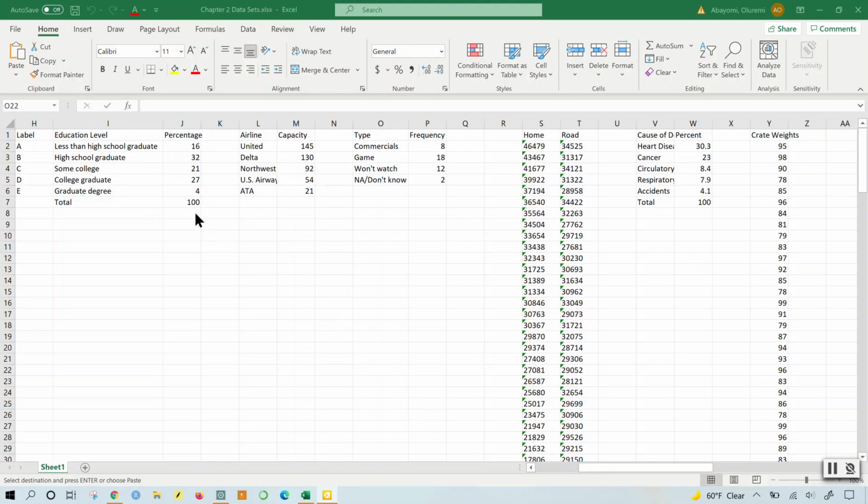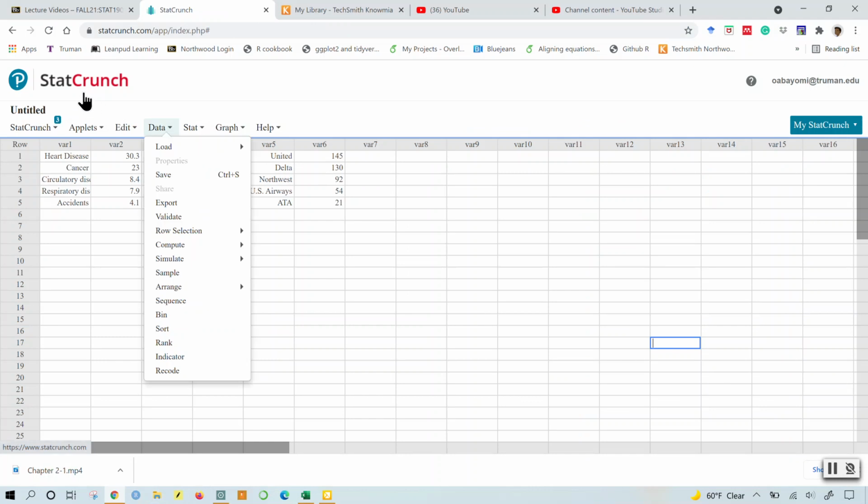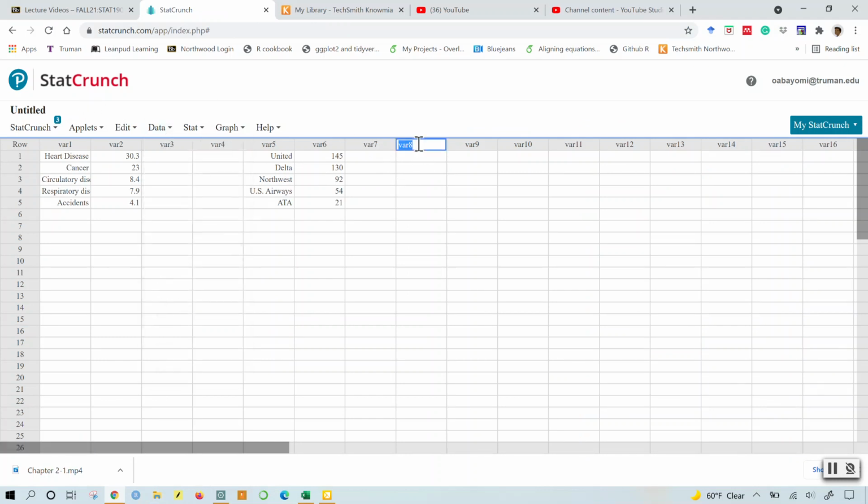So here we are in the Excel file that contains the data. This time, I'm going to show you that it is also possible to relabel each of the column titles in StatCrunch. So I'm going to grab the entire data set along with the title. I'm not going to grab the total. So I'm going to copy and open StatCrunch, and this time I'm going to click right up here since it involves the titles of each of the variables.